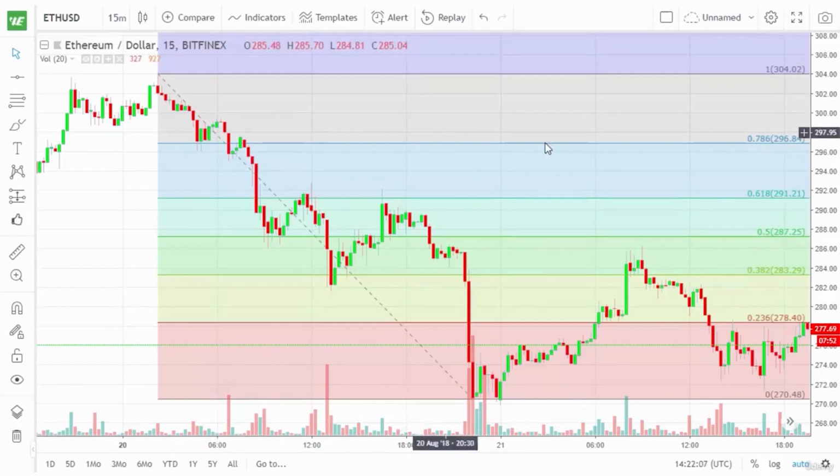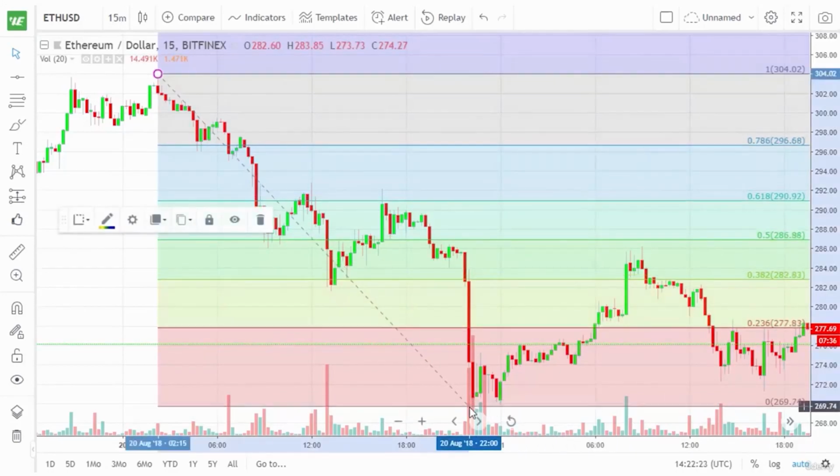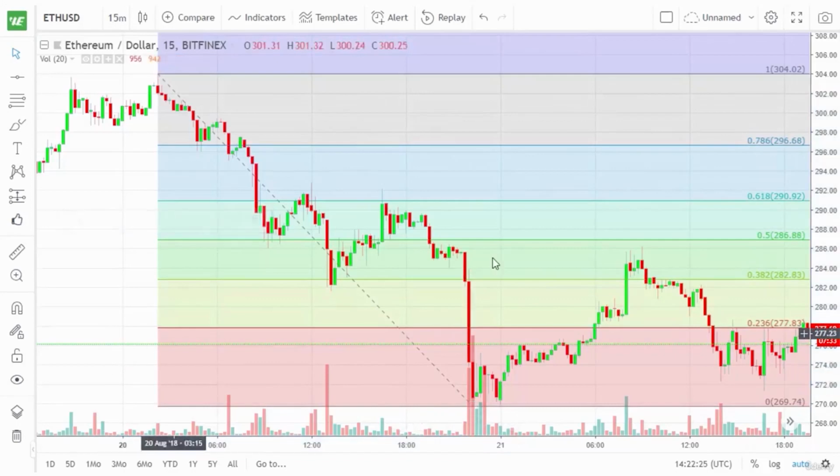So what is this telling us? This is telling us that this impulsive move lower, a retrace of 100% of the move, goes back to $304 in Ethereum. The Fibonacci ratios are laid out ahead of time when you put this indicator down, and they will show percentages. There's 23.6, 38.2%, 50%, 61.8%, 78.6%, and of course 100%.